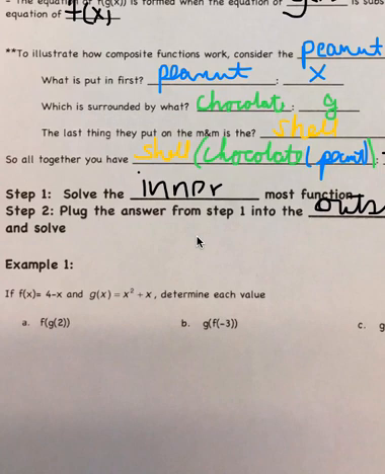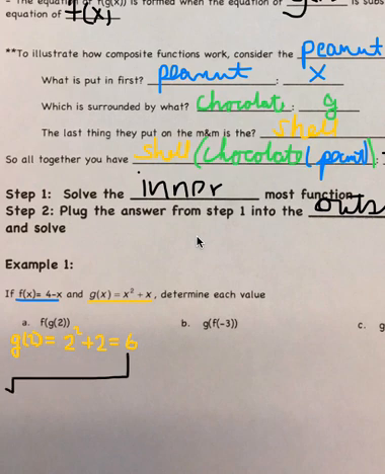We have f of x is 4 minus x, and g of x is x squared plus x. We want to determine each value. So we're going to look at f of g of 2. We start on the inside. We need to find g of 2. We're going to plug in this 2 for x in every spot in g of x. So it's going to become 2 squared plus 2, which equals 6.